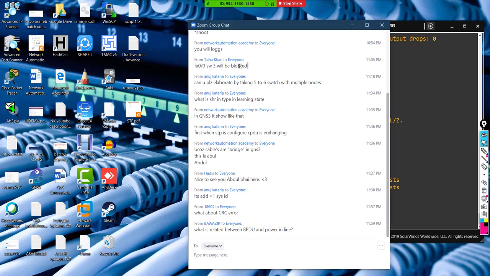Okay, so yeah, switch 3 will be blocked. For this, I have the lab topology, which I'll show in a few minutes.